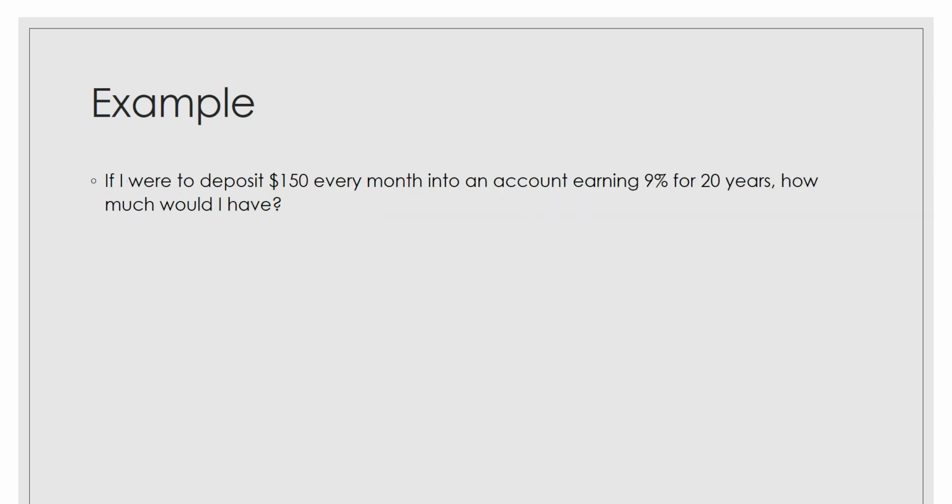Let's do one final example. Let's say we were to deposit $150 every month into an account earning 9% for 20 years. How much would you have? So on our timeline, we have nothing in our account today. And every month we're going to deposit $150. And we're going to do that all the way for 20 years. So we're going to do 20 times 12 times. We're going to put $150 into that account.